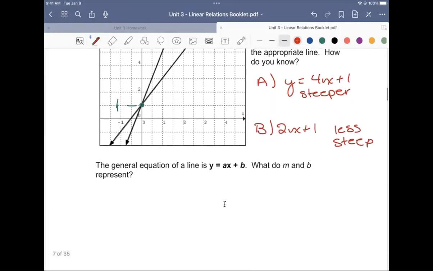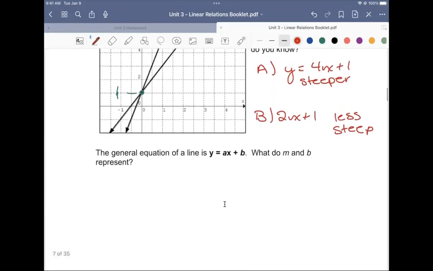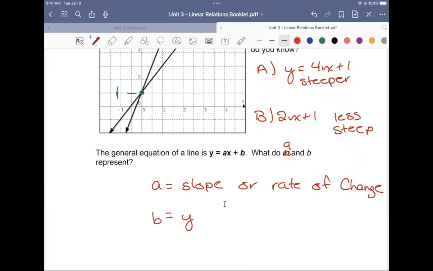Here you can see I tried to go through and edit it and didn't fully edit it, so that should be A. The general equation of a line is y equals ax plus b, where a is the slope or rate of change, and b is our y-intercept, which is where it crosses the y-axis.